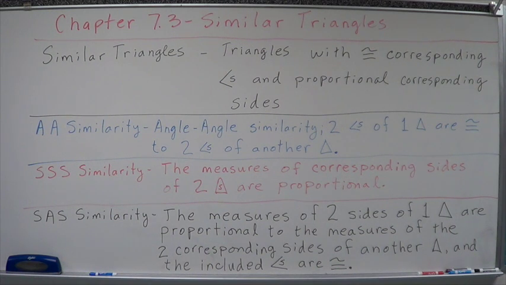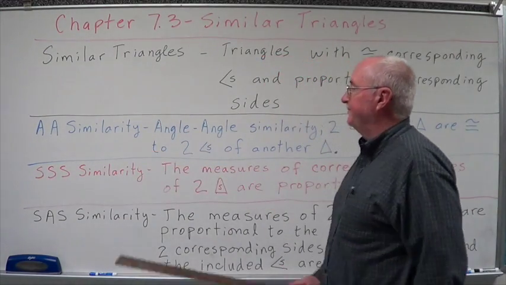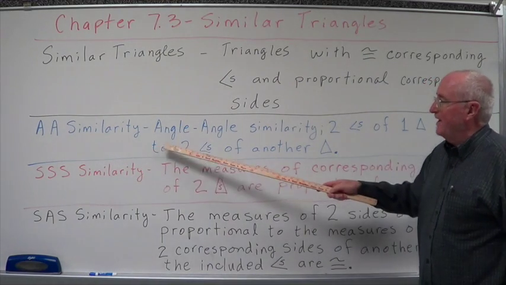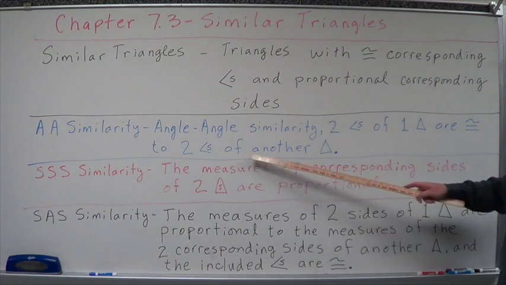This is sort of like congruency. We went over and talked about congruency. We had certain things like side-side-side congruency, side-angle-side congruency, angle-side-angle congruency, and so forth. This is the same way. By looking at the angles of two different triangles, we can immediately determine whether or not those two triangles are similar. The first one we're going to look at is called angle-angle, or AA, similarity. Angle-angle similarity means that two angles of one triangle are congruent to two angles of another triangle.